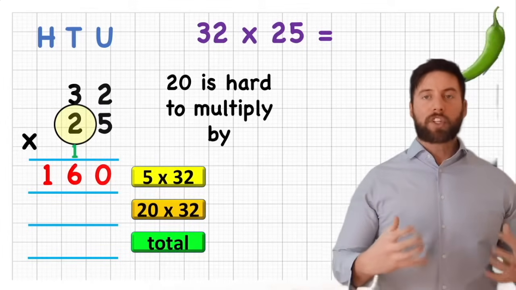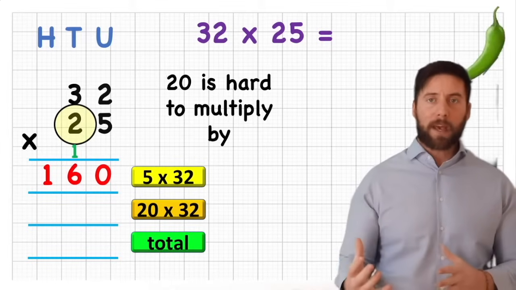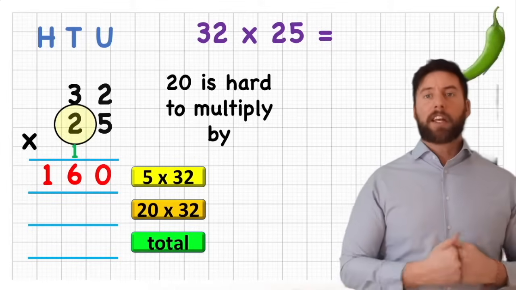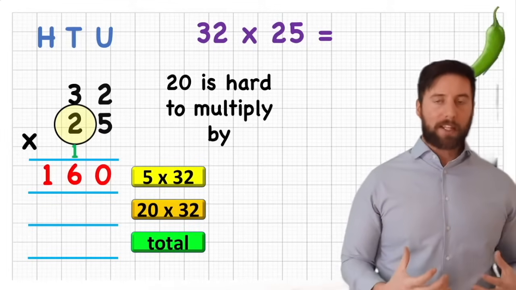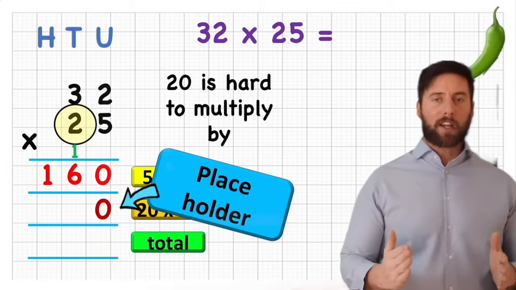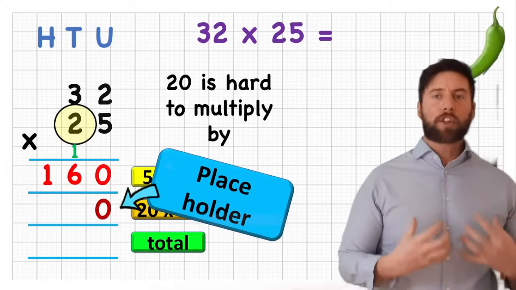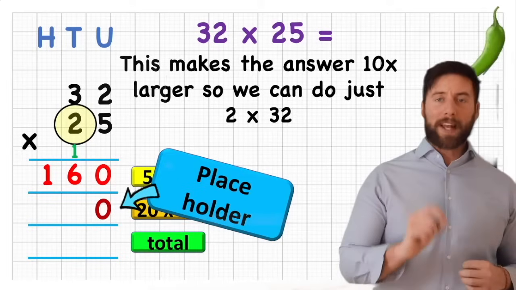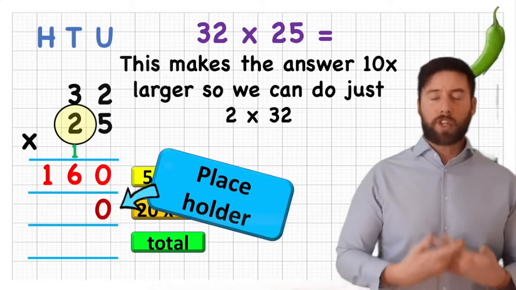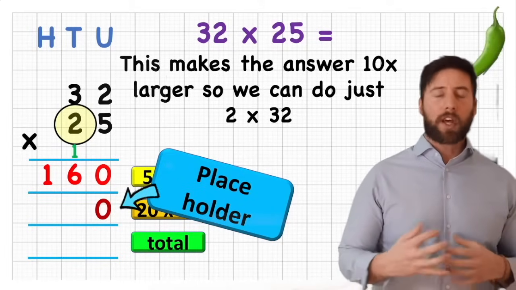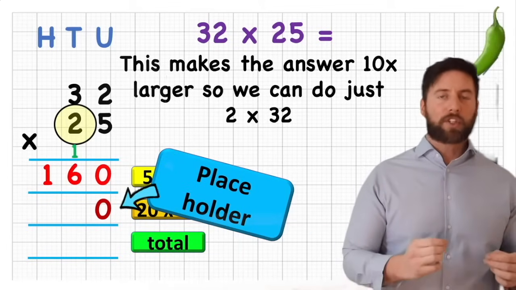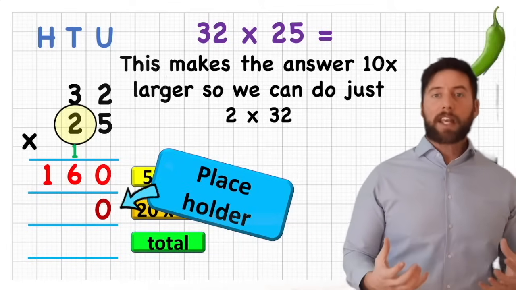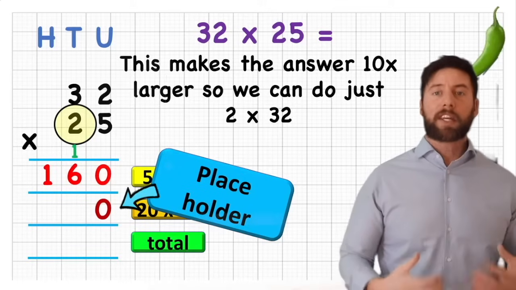Here's the thing that we need to understand. Here's the difference between this method and our previous method in terms of how hard it is. Okay, so we're going to include what's called a placeholder because we want this whole question to be 10 times smaller to work with. We don't want to work with 20 times 32, we're going to still do 2 times 32. And to make it 2 times 32, we're going to make our answer 10 times larger because we know it's not a 2, it's actually a 20. So let's make our answer 10 times larger by putting a placeholder.